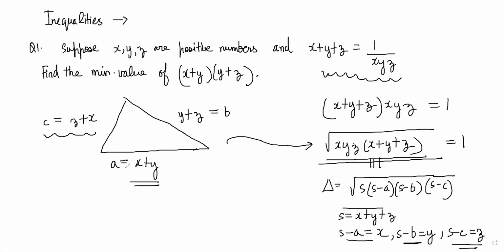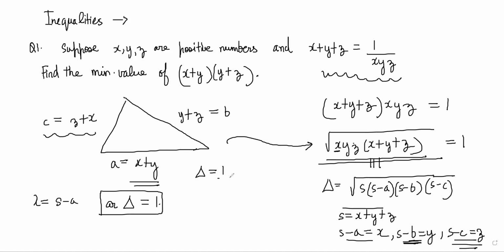Now what is x here? x is basically s minus a. We have already written that, and y is s minus b, and z is s minus c. So this is saying that the area of the triangle is 1, right? If the area of the triangle is 1, we can write the area in a different way also.